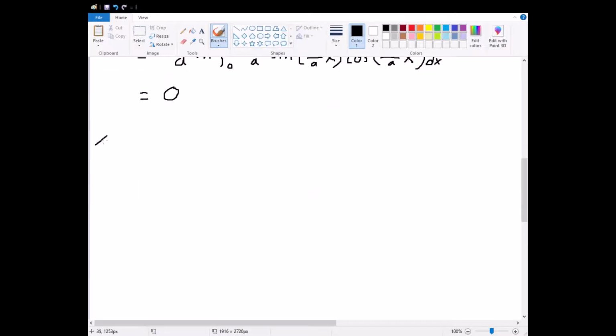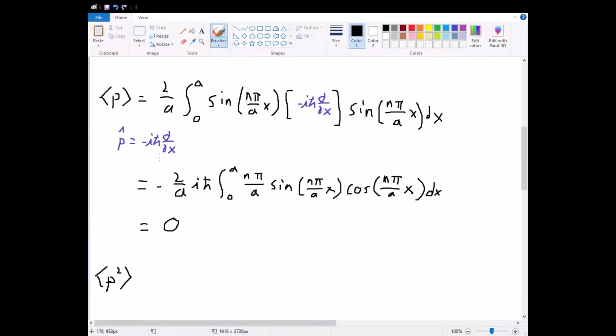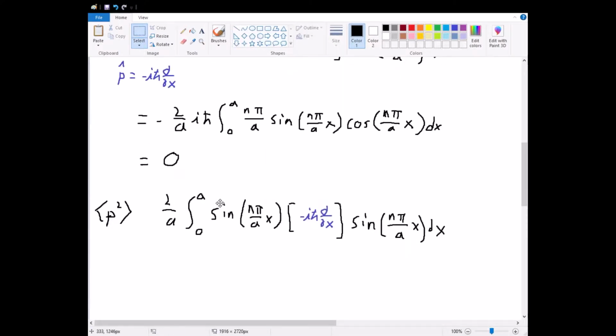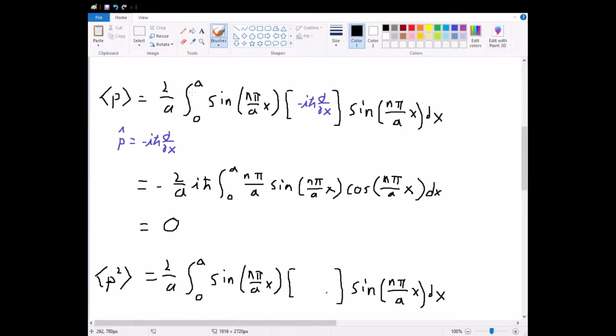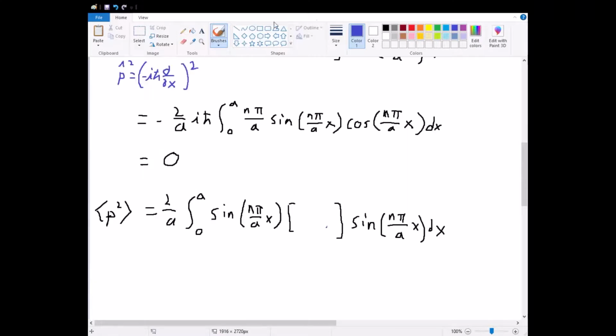Finally, the expectation value of p squared, and we're going to do the same thing. We're going to start by taking this expression and copy and pasting it because everything is mostly the same. The only difference here now is going to be our operator. So we're now applying operator p twice. So we're basically taking this expression here, negative i h bar partial with respect to x, and we're going to square it. So operator p squared is going to be equal to this thing squared.